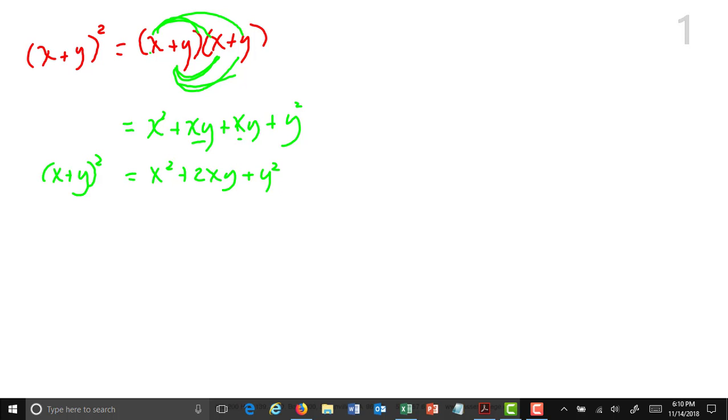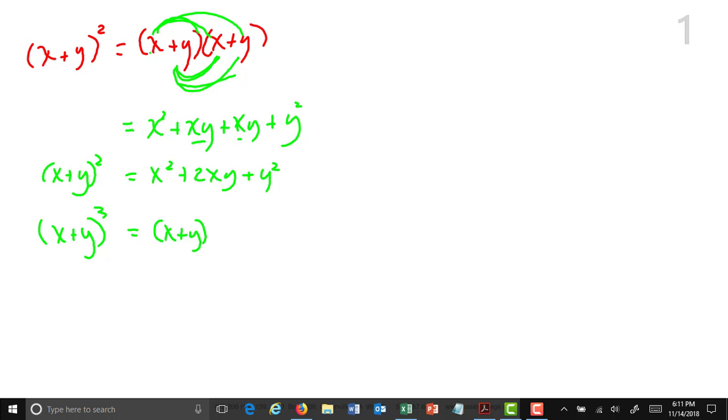What if I had this? X plus y to the third power. That means I have 3 copies. Are you with me? I have 3 copies of this, right? Somebody say yeah. Yep. So notice, I have x plus y, and then what do I have? An x plus y times an x plus y. I have 3 x plus y's. I have 3 copies of x plus y. You see it?